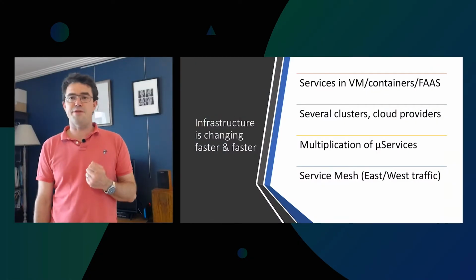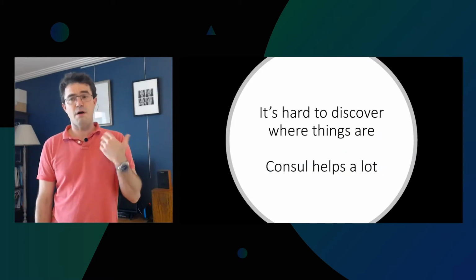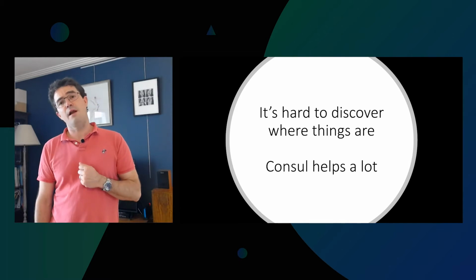The world is changing very, very fast today. We are moving from machines to services in VM, to containers, to function as a service. We are using several clusters, several cloud providers. We've got a huge multiplication of microservices those last years. And we start using service mesh as well to handle east-west traffic in our data center. So infrastructure is changing everything, and it's very hard to discover where things actually are. And Consul helps a lot with that.